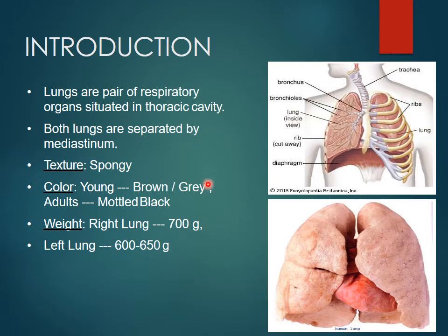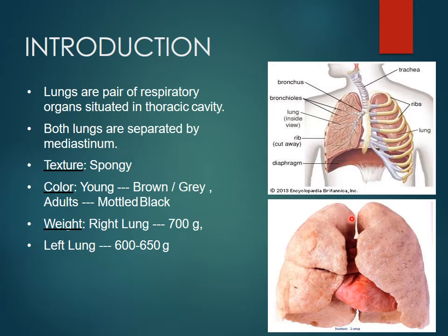First of all, the introduction of the lungs. As we all know, lungs are the major respiratory organ of the human body. In humans, lungs are a pair of respiratory organs situated in the thoracic cavity. These are protected by the thoracic cage. The bony thoracic cage is formed by the ribs, the sternum anteriorly and posteriorly by the vertebral bodies, the thoracic vertebrae. Both lungs are separated by the mediastinum.